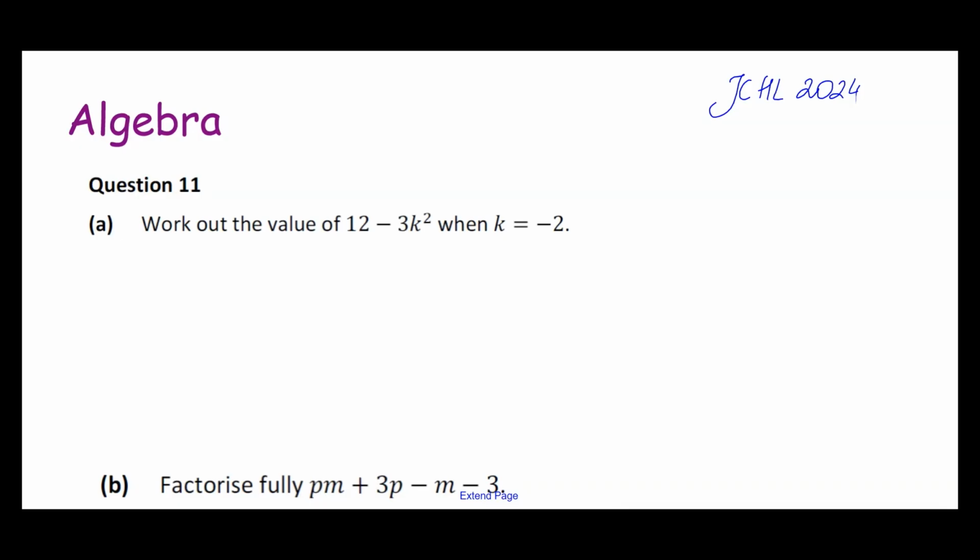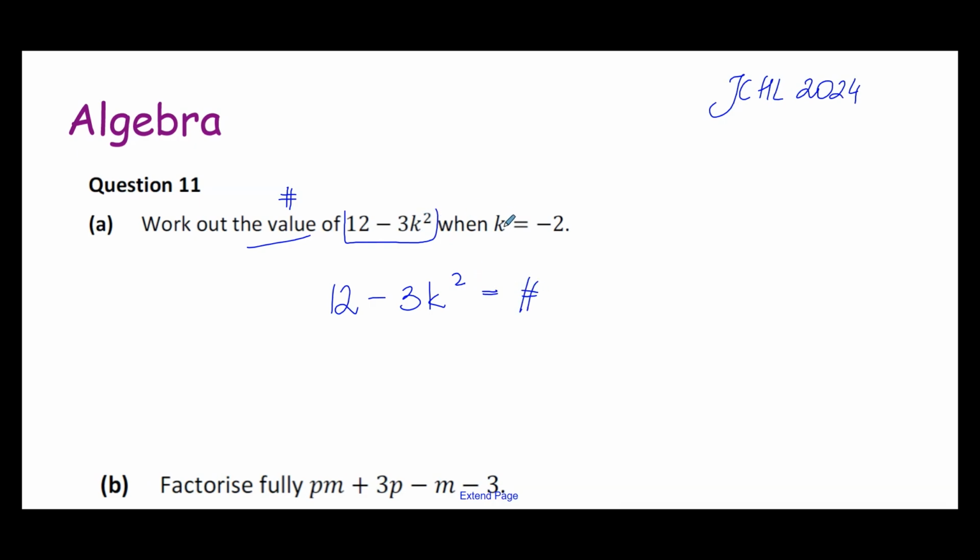Algebra, our favorite. Let's have a look. Work out the value. So when they are saying work out the value, that means that I'm going to give them a number. And the number of what? That's what they are telling me. So that 12 minus 3k to the power of 2 will give me a number that I will tell them.